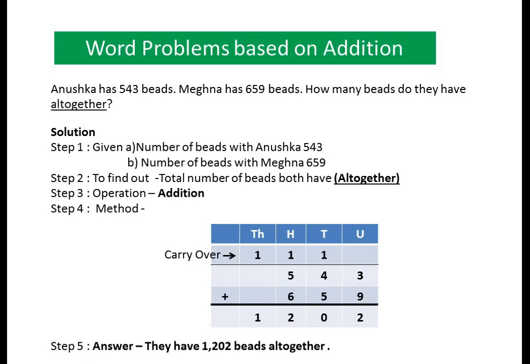And step 5 is answer. Children, always write the answer in a full sentence. So the answer is, they have 1202 beads altogether.